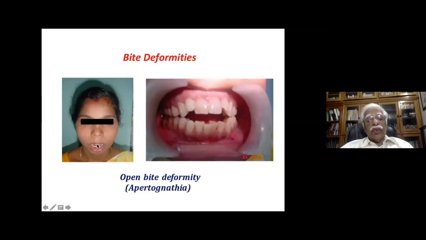And here, the position of the upper lip is also very important. And see, there is an open bite. It could be because of so many reasons. It is usually because of a tongue thrusting habit, lip sucking, or thumb sucking habits. All this could cause an open bite.